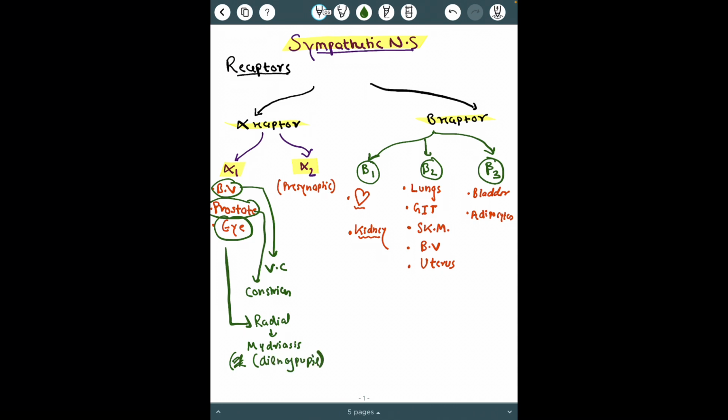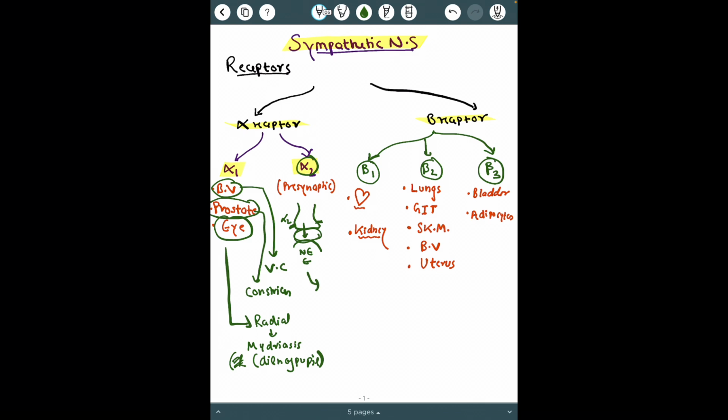Now what is alpha 2? The second receptor is the alpha 2 receptor. Alpha 2 receptors are present presynaptically. What is presynaptic? Suppose this is the end of a neuron and this is the next neuron. Some receptors are present here. This is the synapse, so these receptors will be presynaptic receptors. So alpha 2 is a presynaptic receptor and it decreases the release of norepinephrine. So it decreases the release of neurotransmitters.